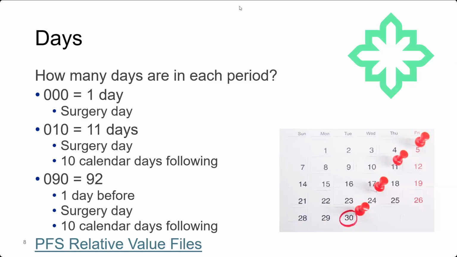Oh, I do see a typo here. I said 10 calendar days following. On the slide it says 10 calendar days following. That should be 90 days following. So we want to make sure that we're well aware of how many days are going into this.